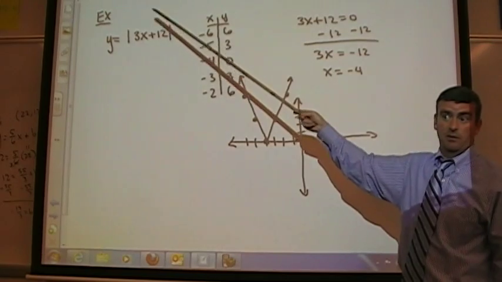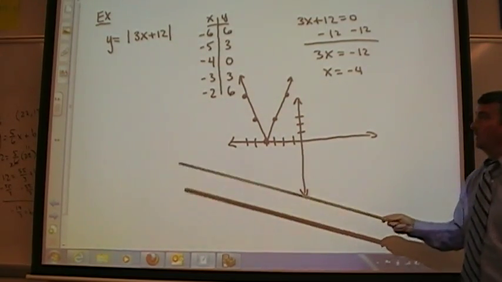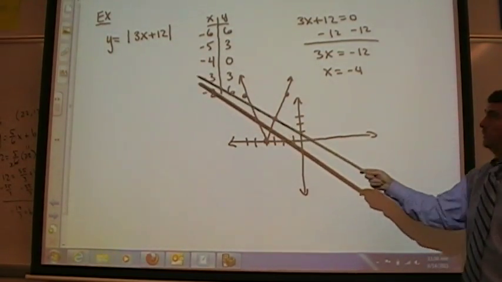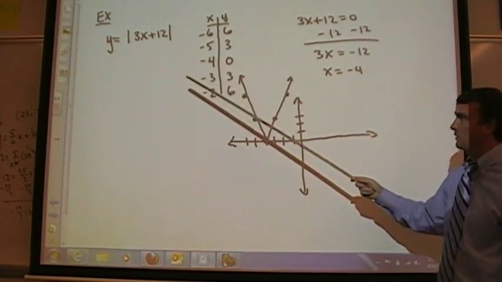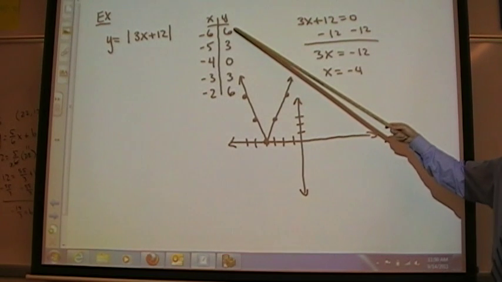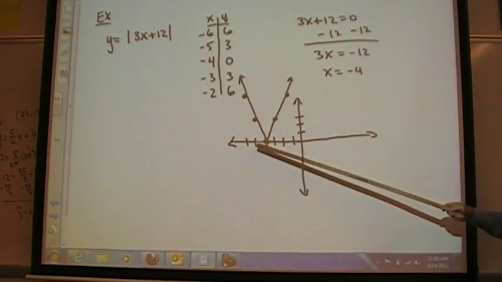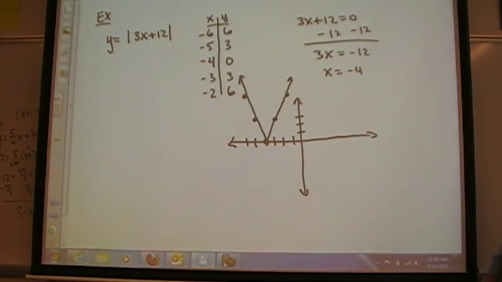And what's the absolute value of negative 3? Still 3. And negative 2 should give you negative 2 times 3 is negative 6 plus 12 is 6. Absolute value of 6 is 6. Therefore, this must be 6. Plot the points and draw your graph.